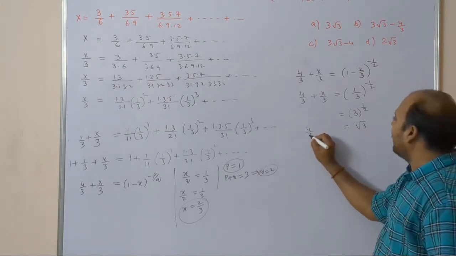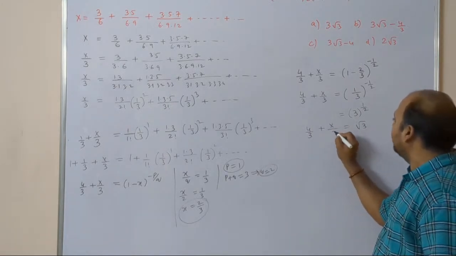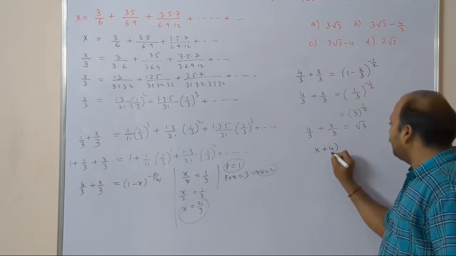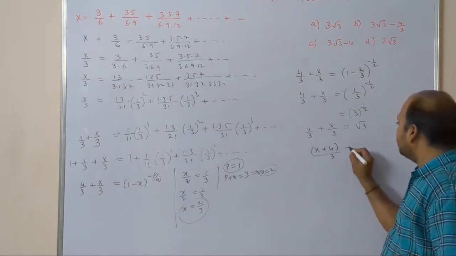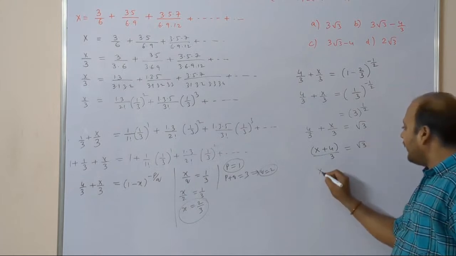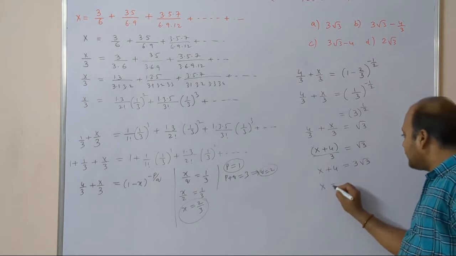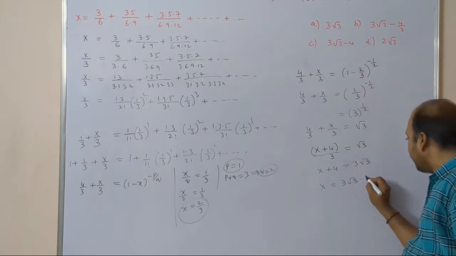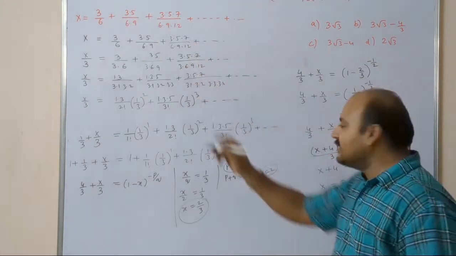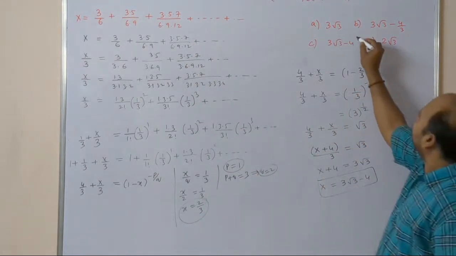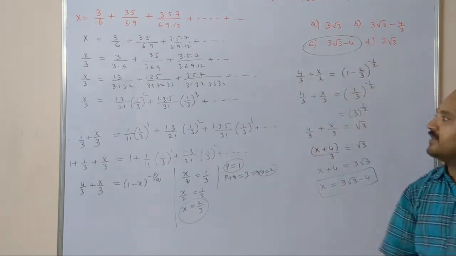So 4 by 3 plus x by 3. Take LCM. X plus 4 by 3 is equal to root 3. X plus 4 is equal to 3 root 3. So capital X is equal to 3 root 3 minus 4. What is capital X? Given series only, no? So therefore capital X equal to 3 root 3 minus 4. It is there in the third option, dear students.